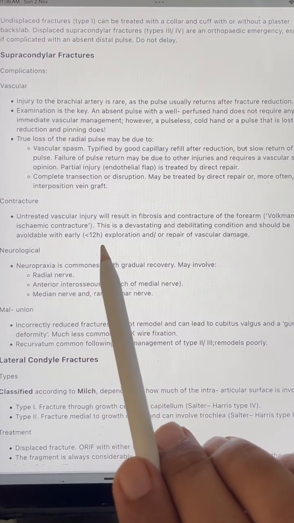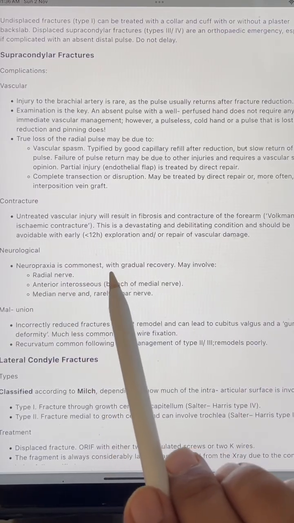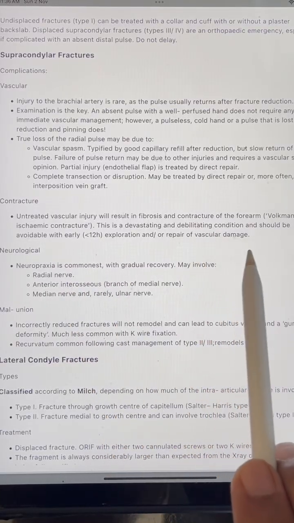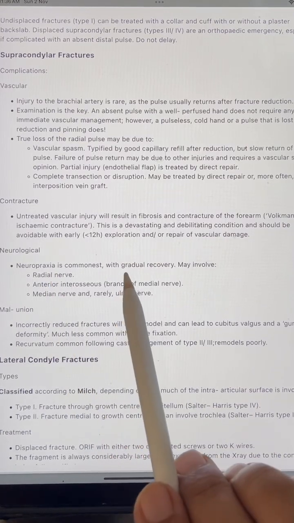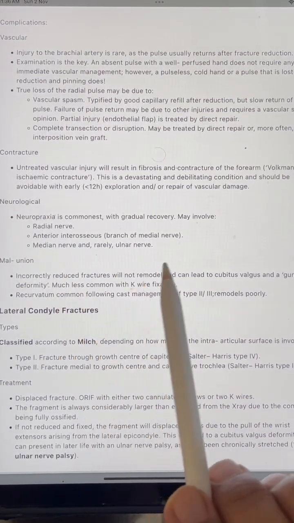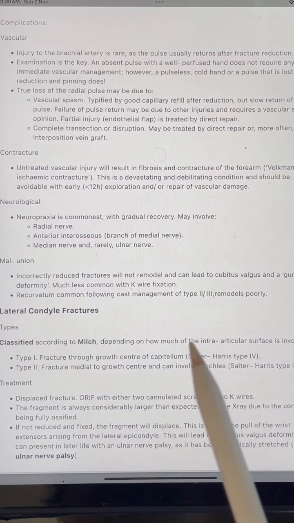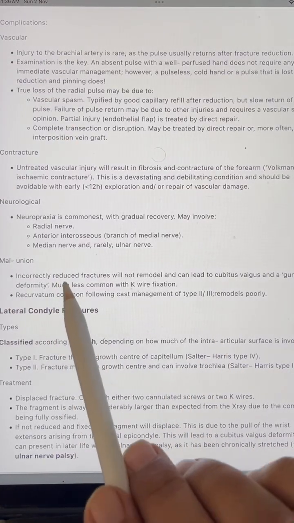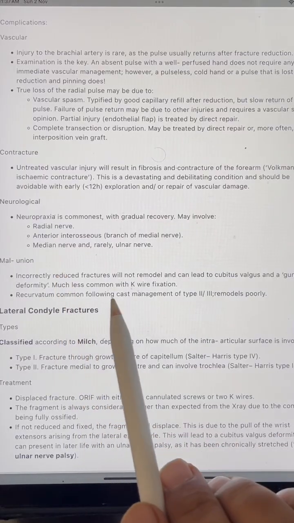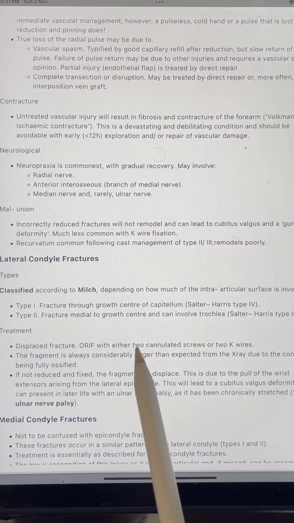Untreated vascular injury will result in fibrosis and contracture of the forearm, called Volkmann's ischemic contracture. This is a devastating and debilitating condition and should be avoided by exploration of any vascular damage. Neurapraxia is common, with gradual recovery. It may involve the radial nerve, the anterior interosseous branch of the median nerve. These are the commonly injured nerves: median nerve and radial nerve.